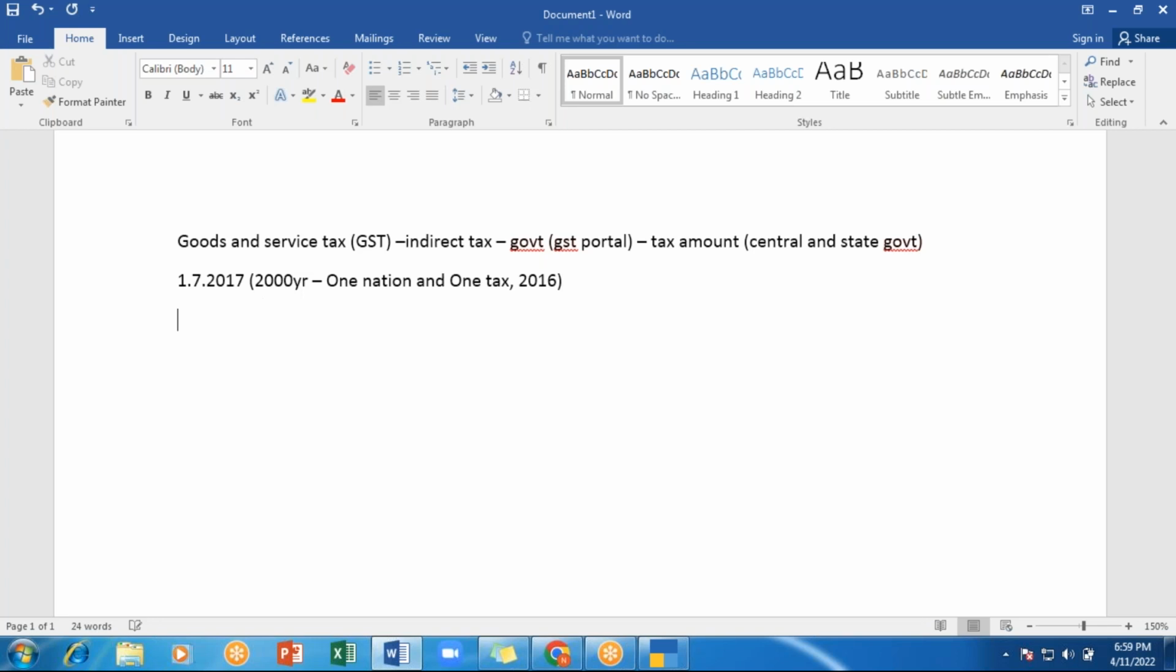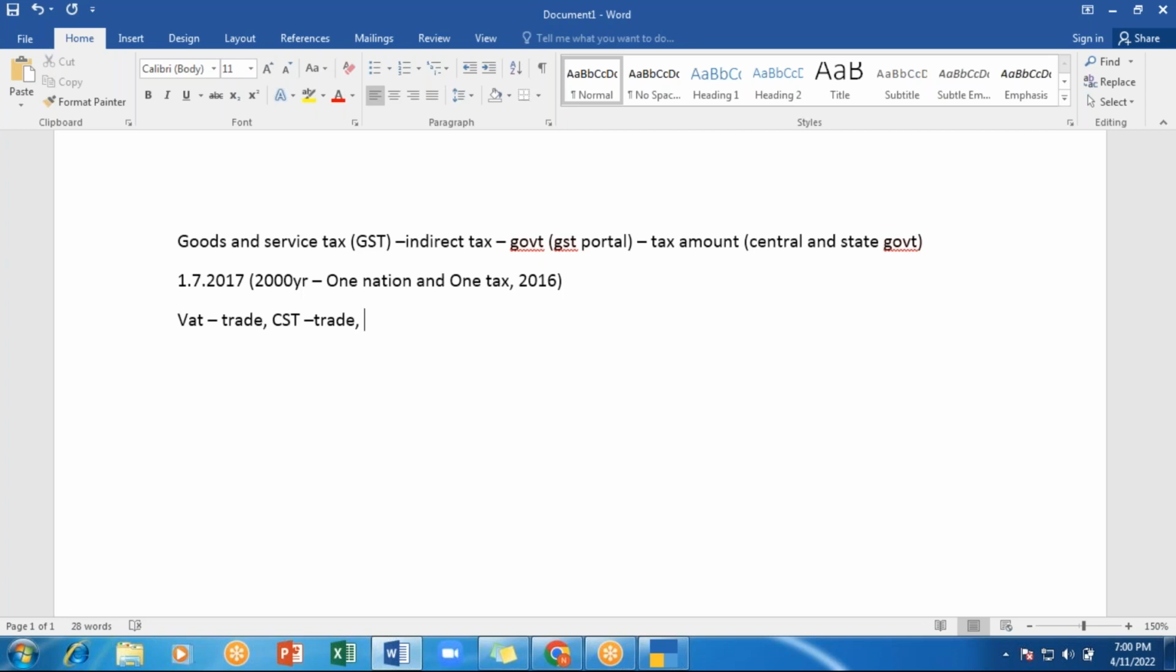So what types of indirect taxes did we have? We had VAT. Why was VAT used? This was for trade. Trade means sales and purchases when I'm making them within my state. And CST, Central Sales Tax, is the same thing for trade, when I'm making a purchase or sale with another state. In that case, I'll be using CST.